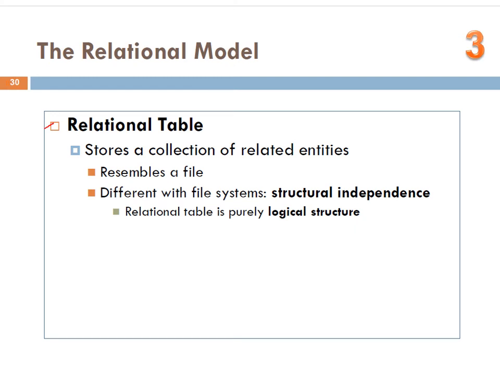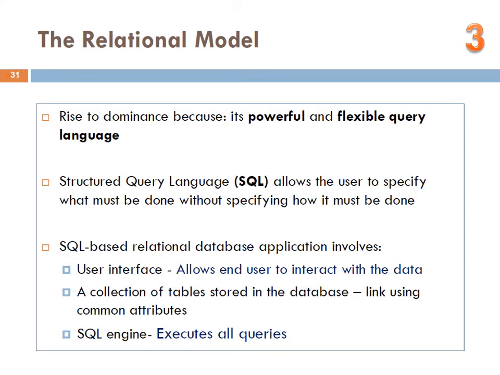Okay, a relational table basically stores a collection of related entities, and it resembles a file. But it is different from the file system, which has structural dependence, while a relational table is a purely logical structure. This means data are physically stored in the database with no concern to the user or the designer. Another reason for the relational data model's rise to dominance is its powerful and flexible query language.